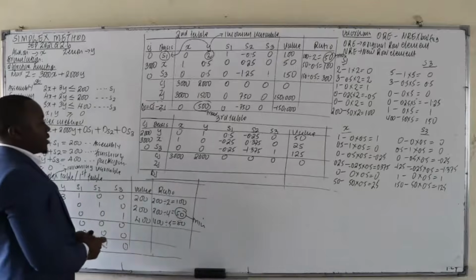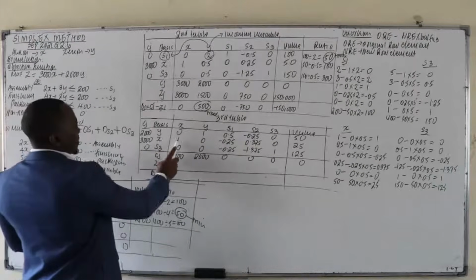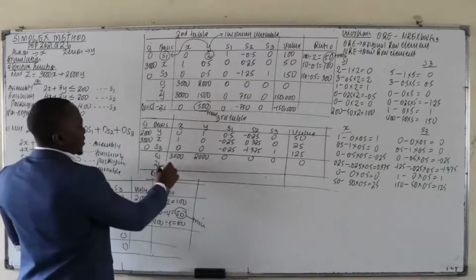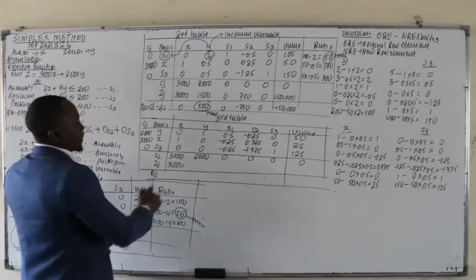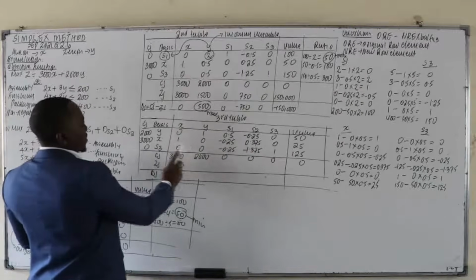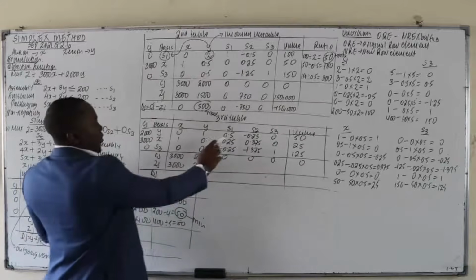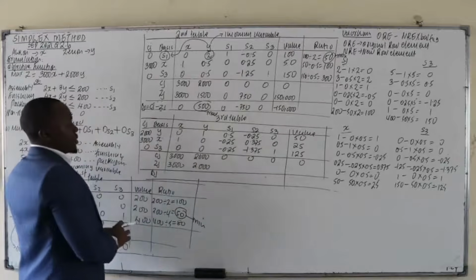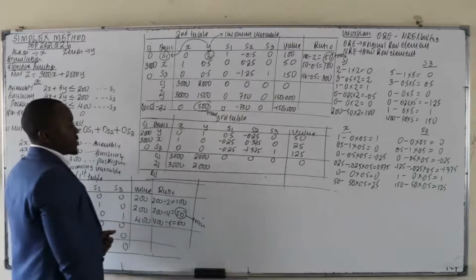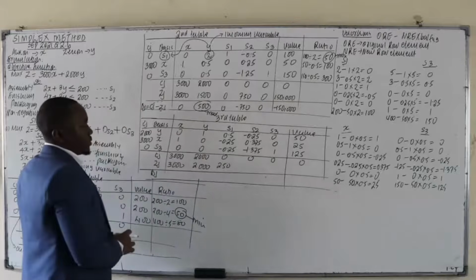To get ZJ, we take 0 times 2,000, which is 0, plus 1 times 3,000, plus 0 times 0, and you get 3,000. 1 times 2,000 is 2,000. 3,000 times 0 is 0. 0 times 0 is 0. So we get 2,000. 0.5 times 2,000 is 1,000. Negative 2.5 times 3,000 is 750. 1,000 minus 750, that's 250.